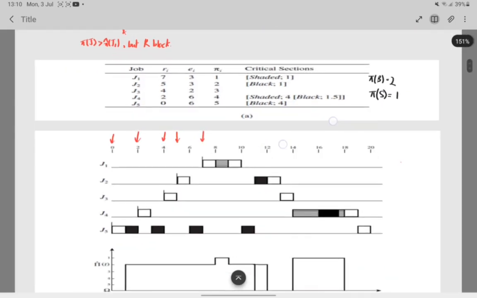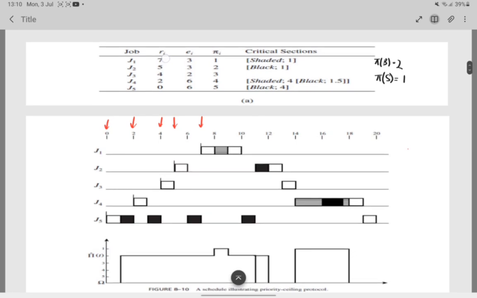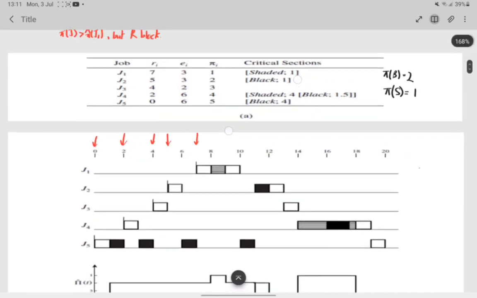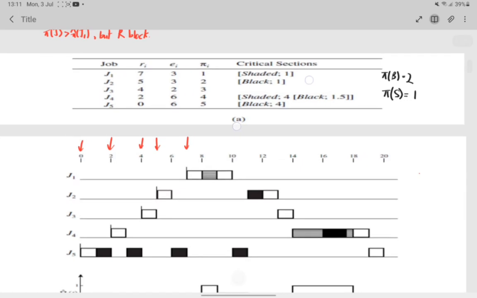Okay, so let's see an example. We have these 5 jobs, and we know the release time, execution time, and priority of each job, which is equivalent to the job number 1, 2, 3, 4, 5. The critical section shows the jobs that are going to access the resources. Here we have 2 resources, shaded and black.